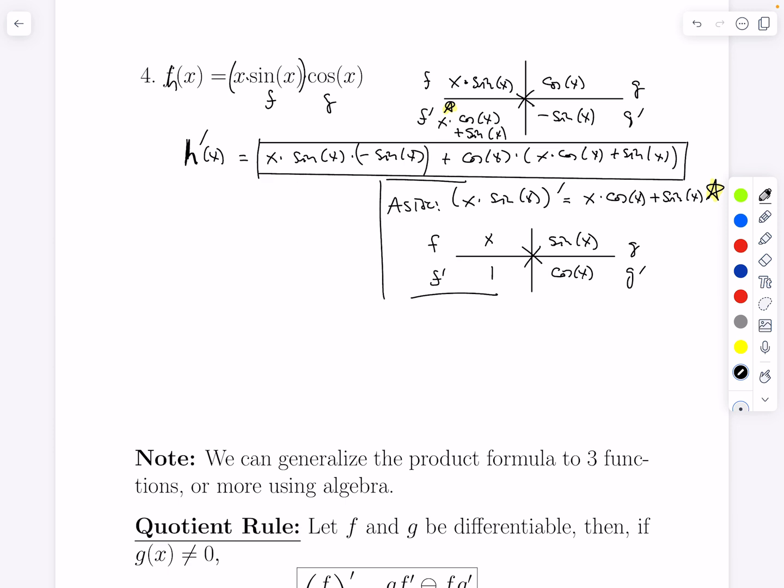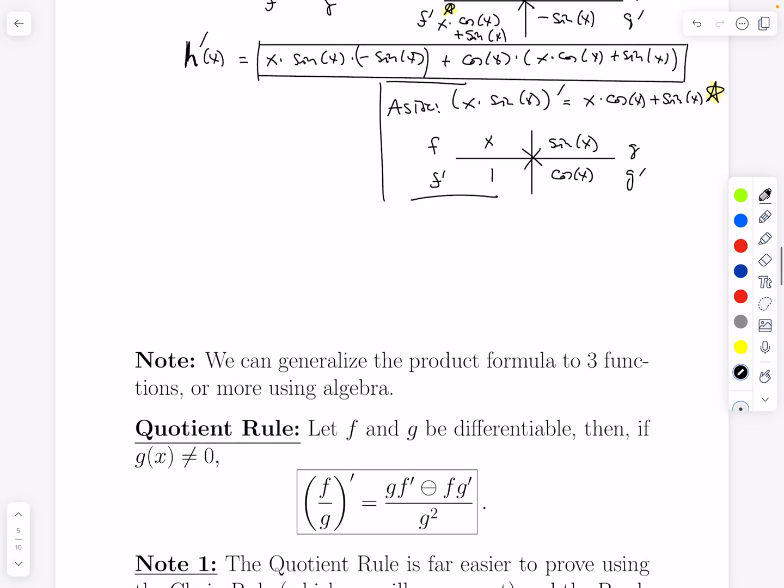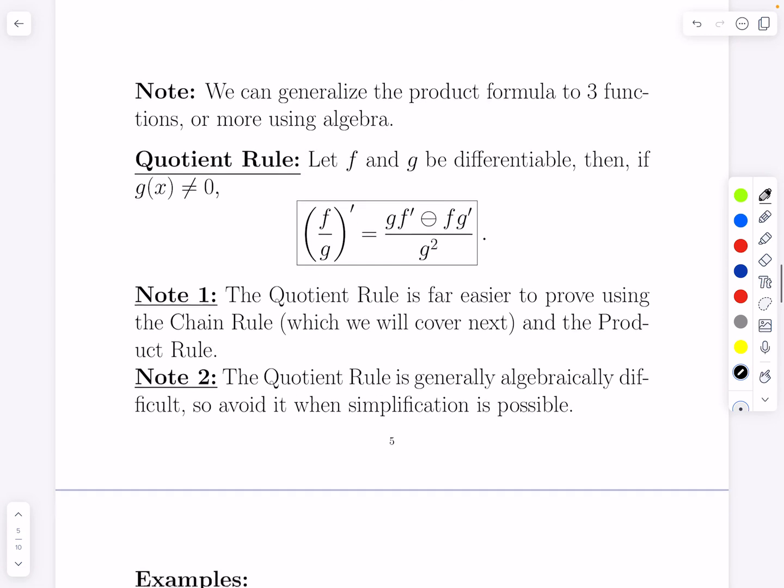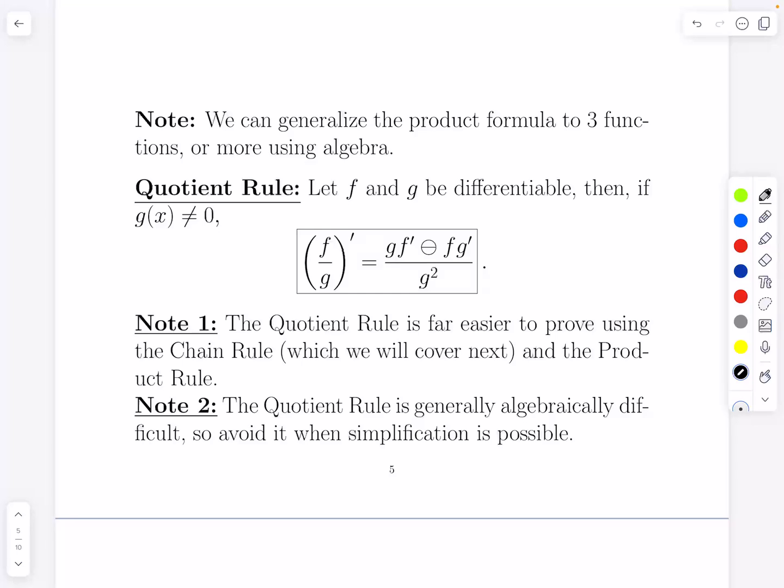Okay, so that's the advantage of using the table, yeah, because then you can make little asides and you don't get confused. Yeah? It breaks it down into small steps. Okay, so that was kind of the triple product rule, but we could solve it with the usual product rule. Okay.